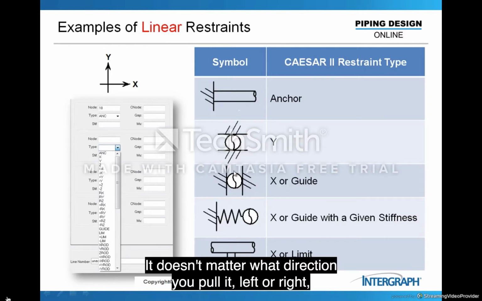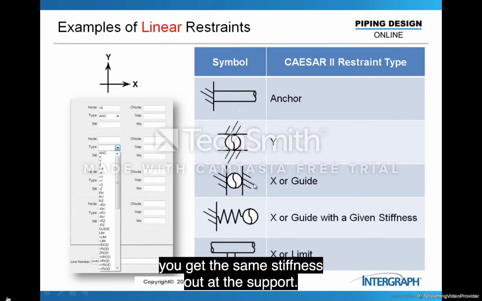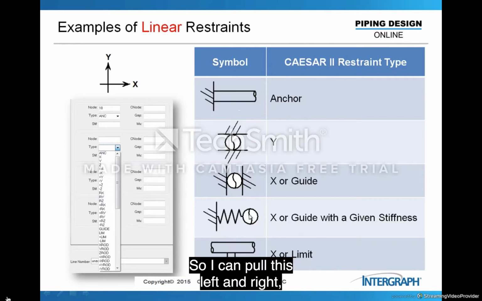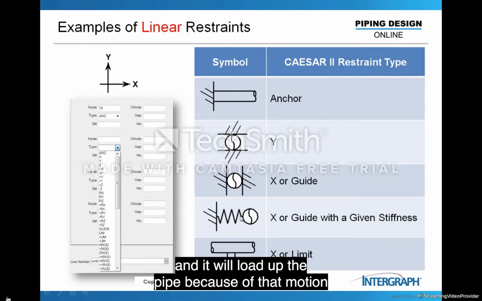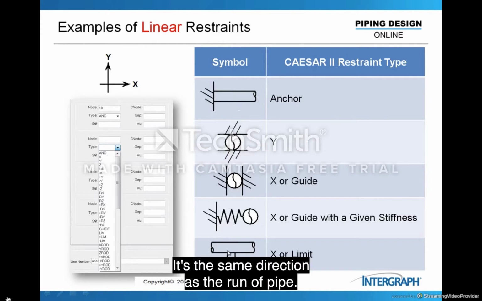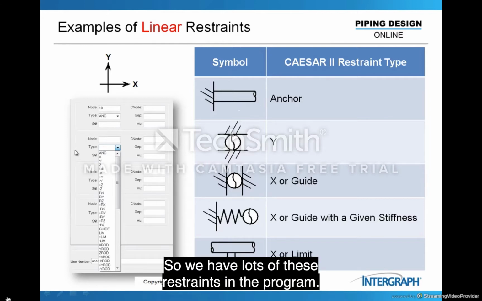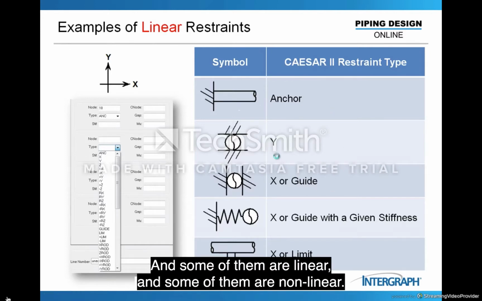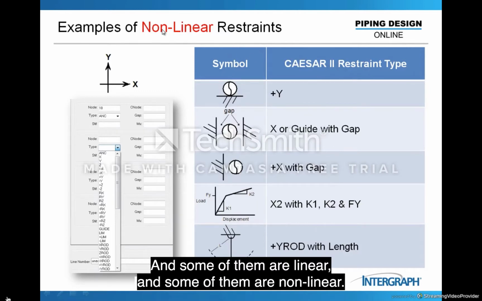It doesn't matter what direction you pull it, left or right, you get the same stiffness out of the support. Here's a spring support with a given stiffness, so I can pull this left and right and it will load up the pipe because of that motion times the spring stiffness. Or this last one here, a limit stop, in the same direction as the run of pipe. So we have lots of these restraints in the program. These are all the different types, and some of them are linear, and some of them are non-linear.